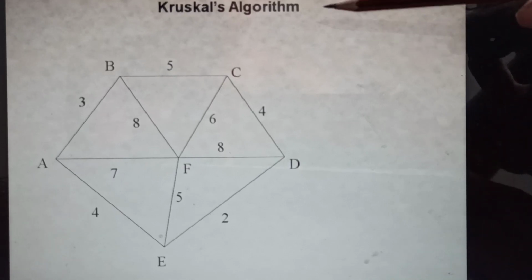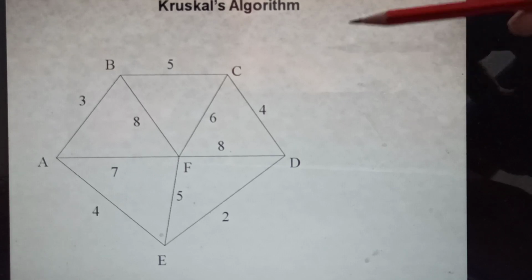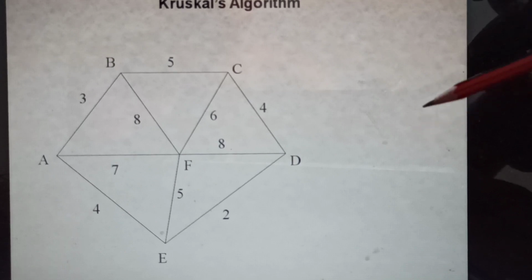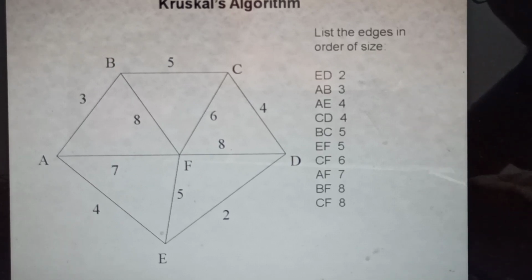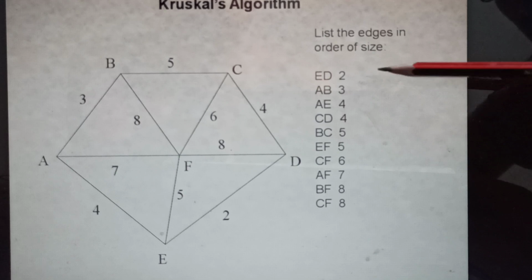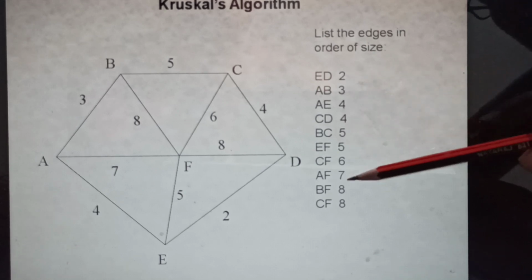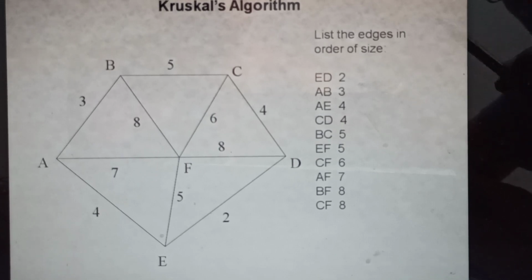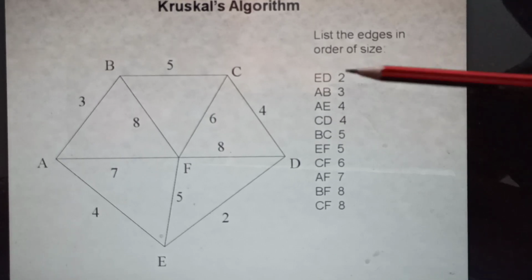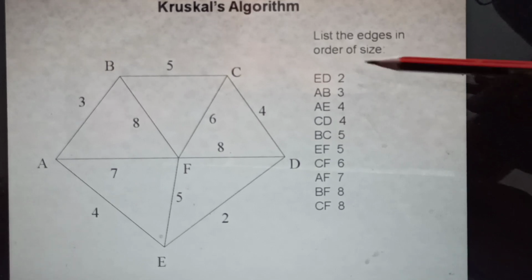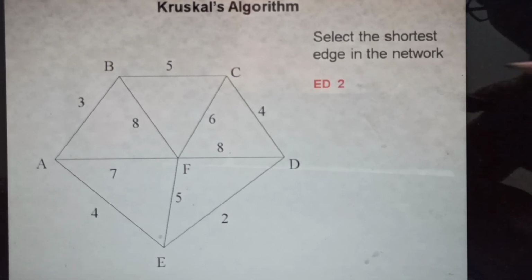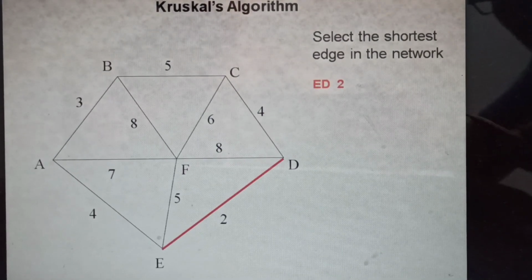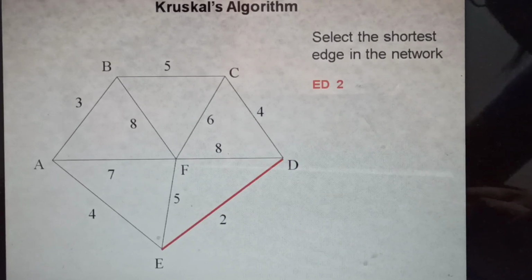As I told you, Kruskal's algorithm works edge by edge. So first we have to arrange all the edges in ascending order. This is the list if you see here: 2, 3, 4, 5, 6, 7, 8. So we have arranged the edges in ascending order. Now the first step is to select the smallest weighted edge. That is the ED, which we have selected here. This is the smallest or shortest edge in the network.